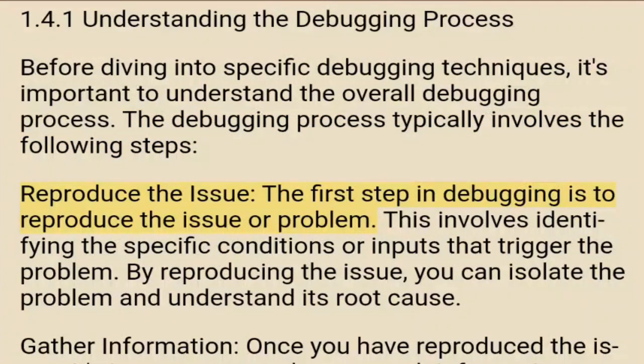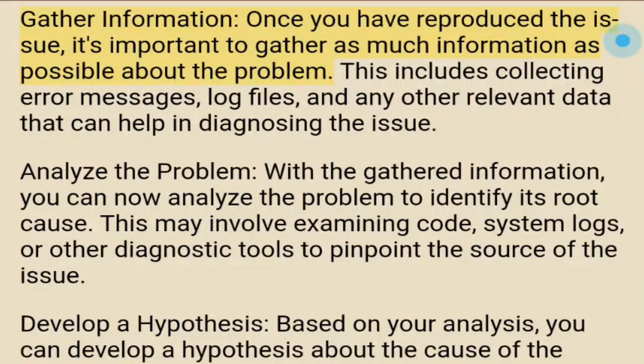Reproduce the issue. The first step in debugging is to reproduce the issue or problem. This involves identifying the specific conditions or inputs that trigger the problem. By reproducing the issue, you can isolate the problem and understand its root cause. Gather information. Once you have reproduced the issue, it's important to gather as much information as possible about the problem. This includes collecting error messages, log files, and any other relevant data that can help in diagnosing the issue.